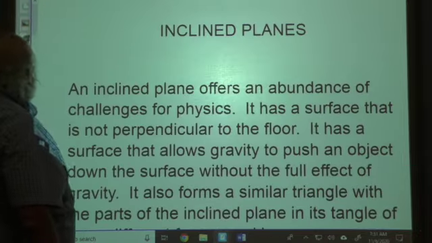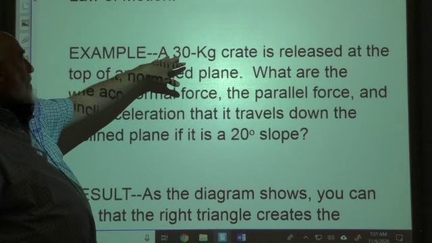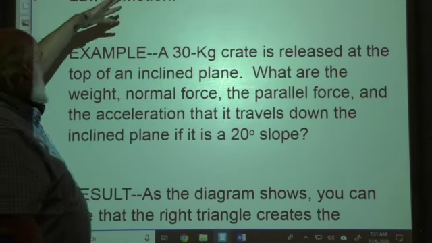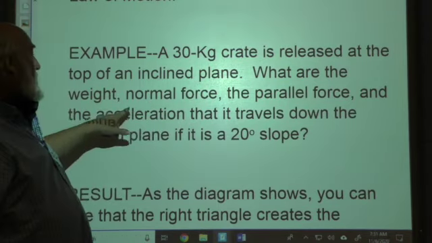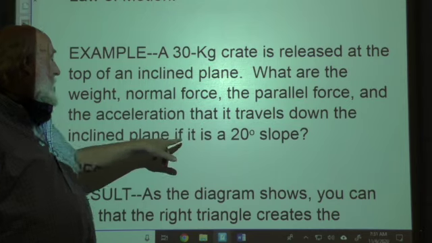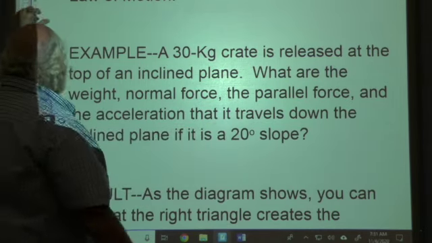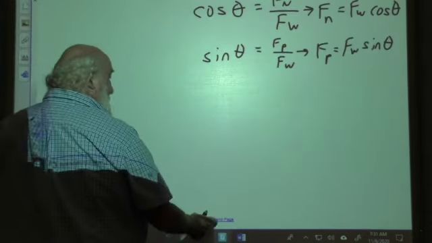So, let's take a look at an example involving this. You've got a 30 kilogram crate released at the top of the inclined plane, and we want to know the weight, the normal force, the parallel force, and the acceleration that travels down the inclined plane if it is a 20-degree slope. So let's draw ourselves another inclined plane.